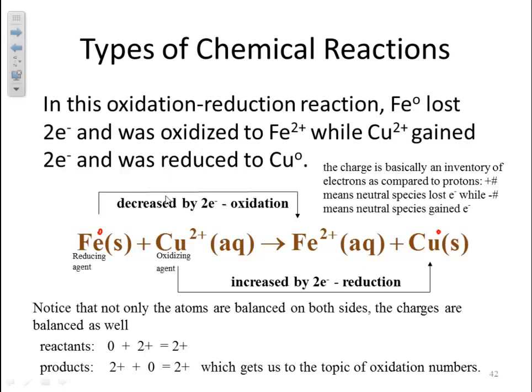Which gets us to the topic of oxidation numbers. How do you know the numbers? How did I know that iron was a 0 and copper was a 0?